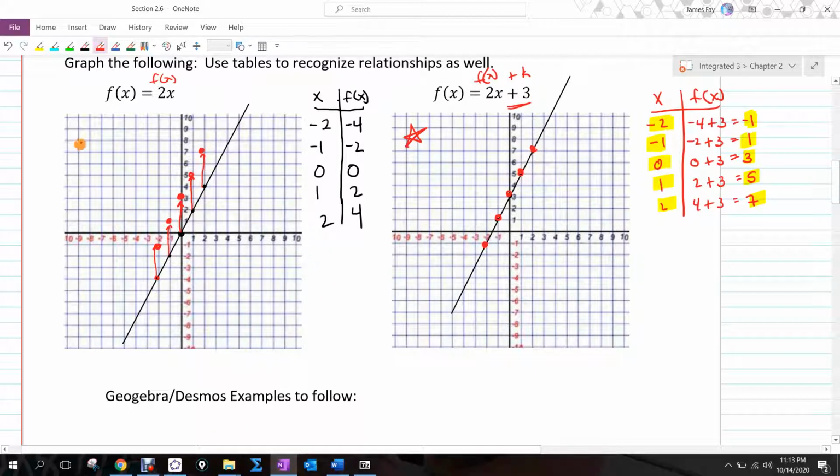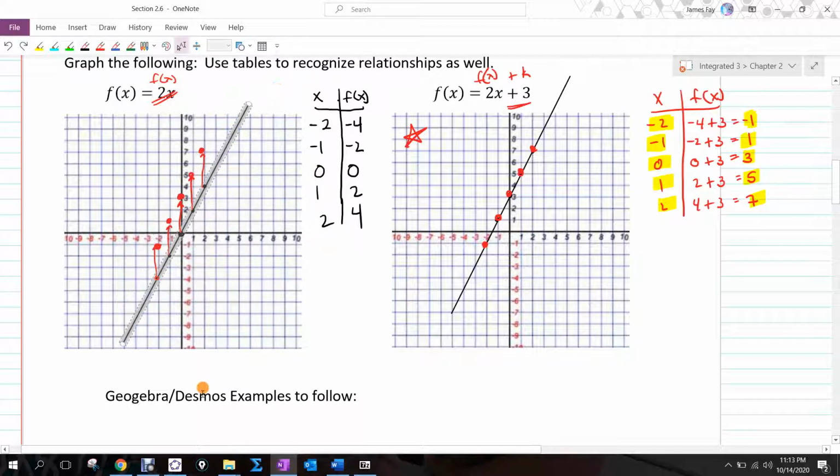So the idea is, if I know what 2x looks like, and I know what the ordered pairs are on 2x, I automatically know what the ordered pairs are and what the line looks like for 2x plus 3, because 2x plus 3 is simply this black line of 2x, every single point lifted or shifted vertically 3 units.